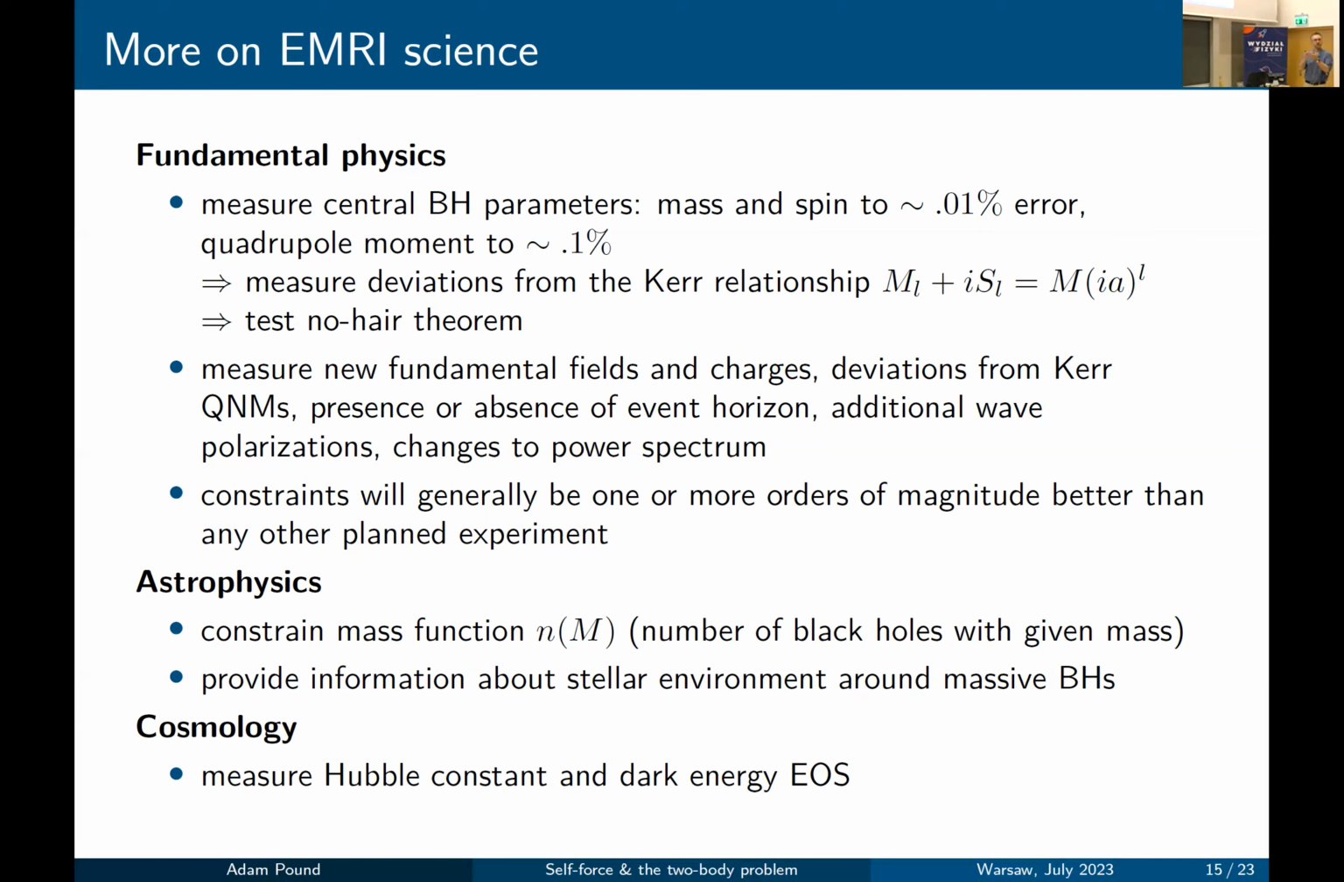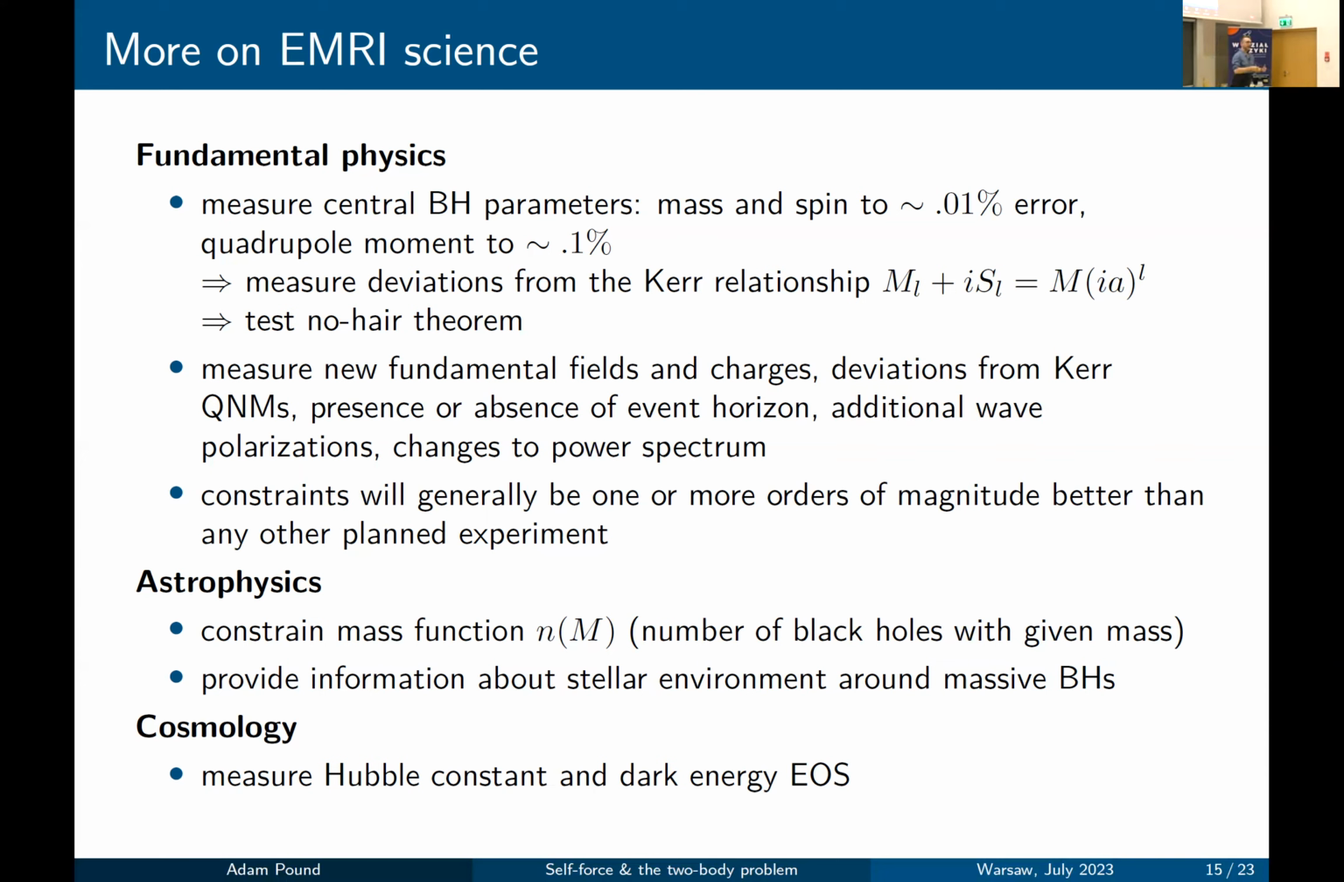Yes, so because the small object is acting as this incredibly high precision probe of the space-time around the massive black hole, we can do precision measurements of the properties of the black hole. For example, we can measure its mass and spin to 0.01% error. That's the estimate. And also the quadrupole moment of the massive black hole, with slightly less precision, but still remarkable precision. And I think this is actually a conservative estimate. We can probably do better than that.